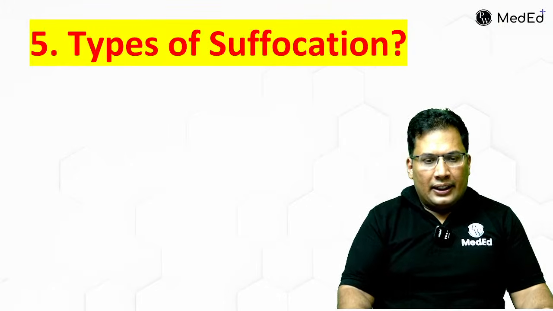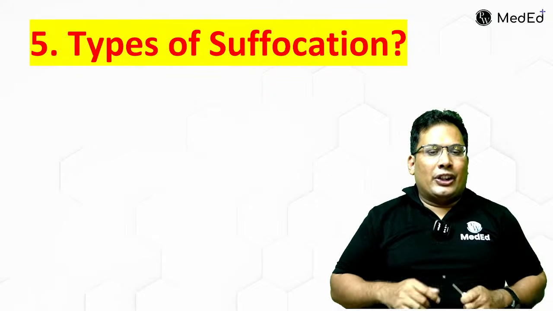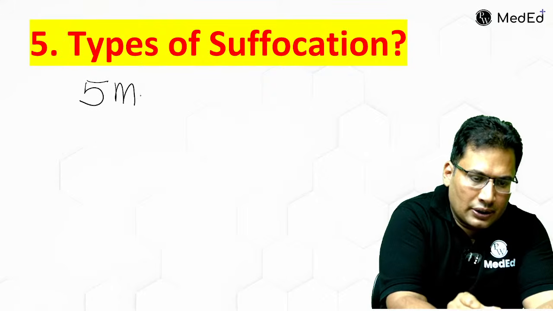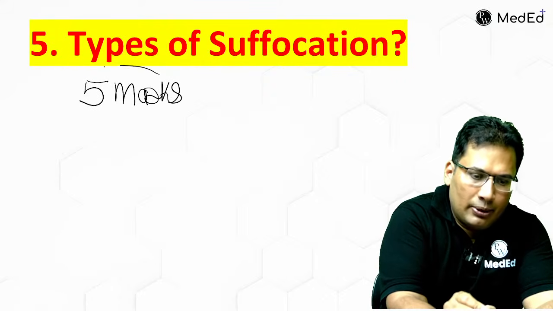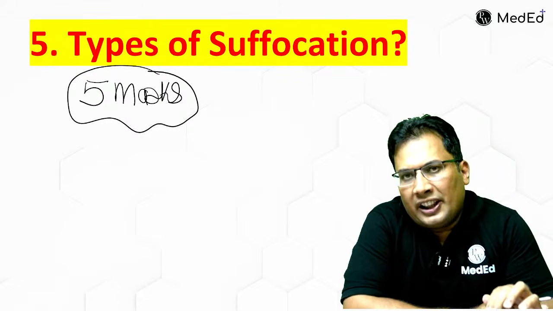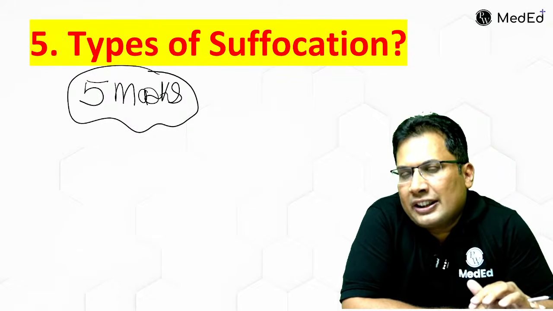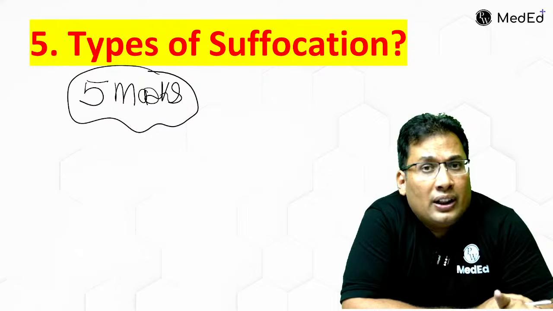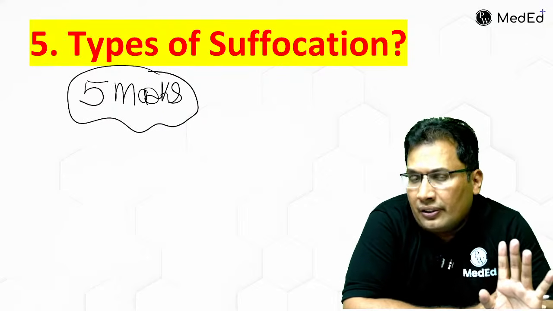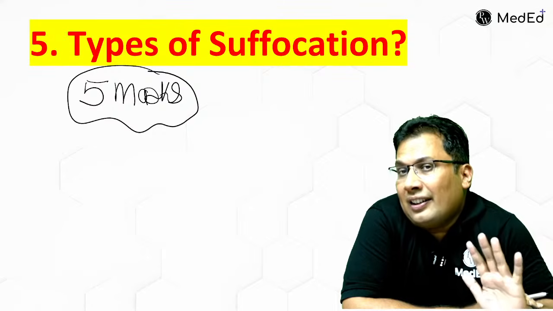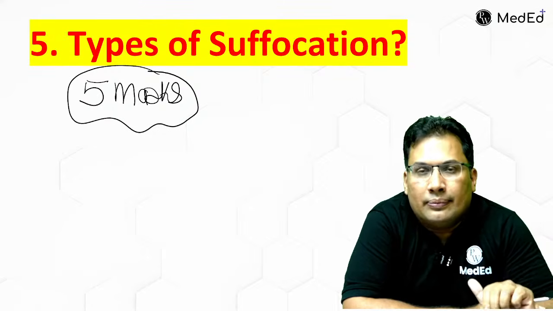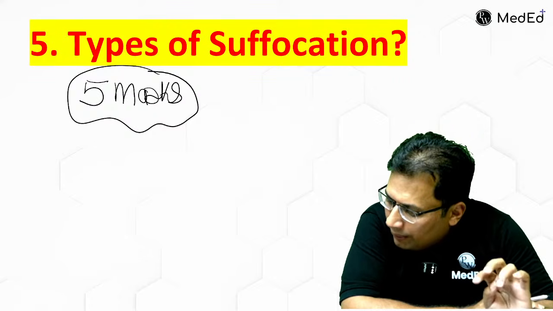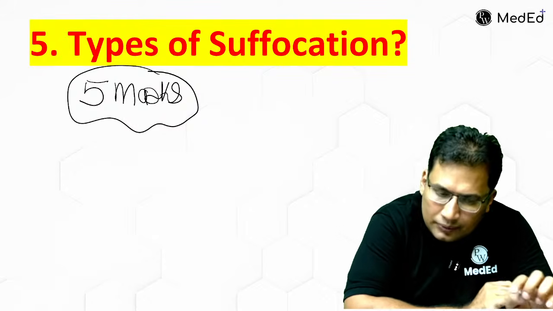Yes, let's move ahead to the next question. Types of suffocation. It is a 5 marks question. So can anyone tell me one type? Suffocation is a diagnosis of exclusion. It includes any condition of asphyxia other than drowning, other than hanging, other than strangulation. What are the types of suffocation? There are 10 types. What are they? Come on guys, let's make it interactive. One by one.